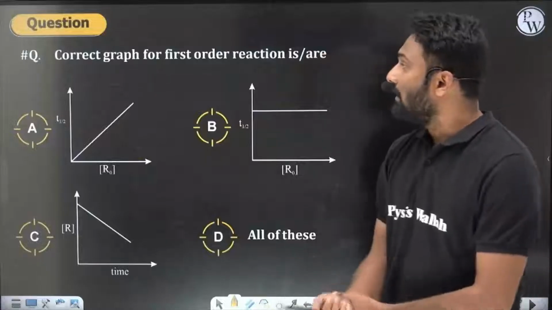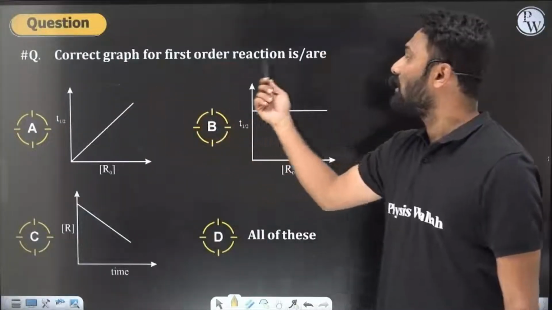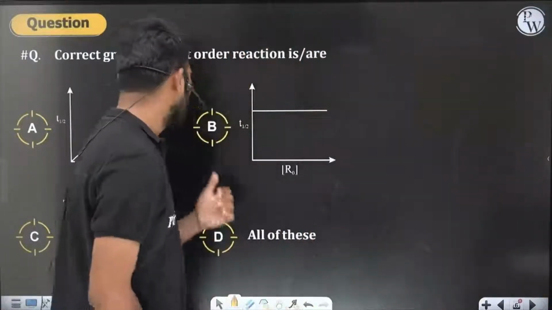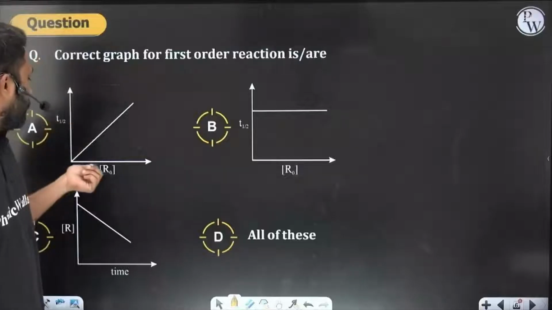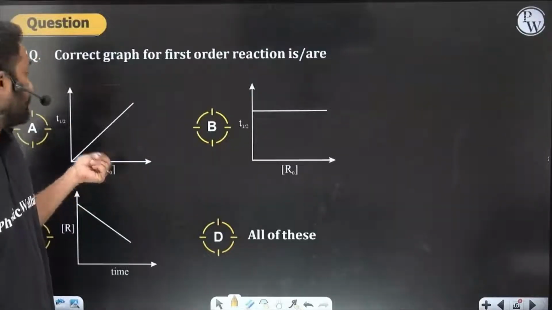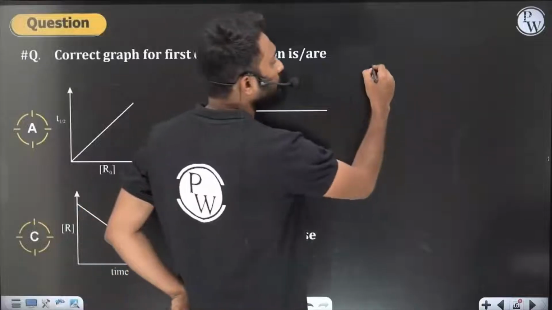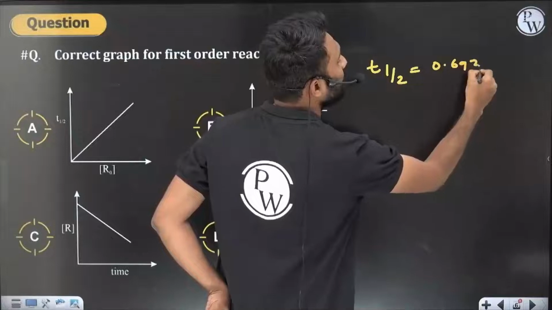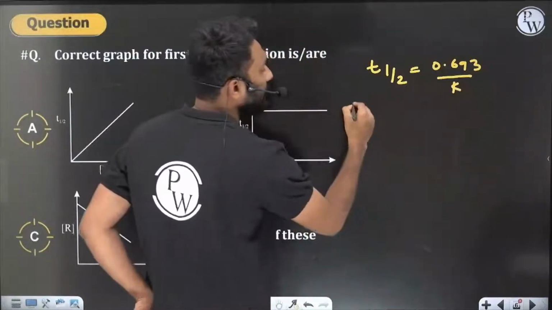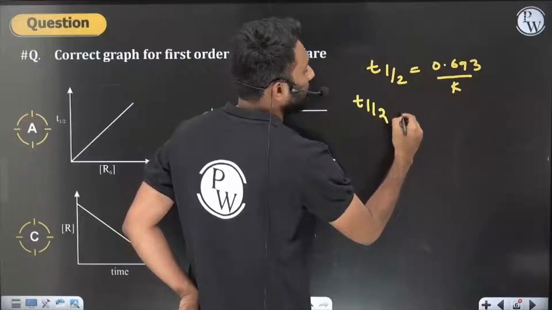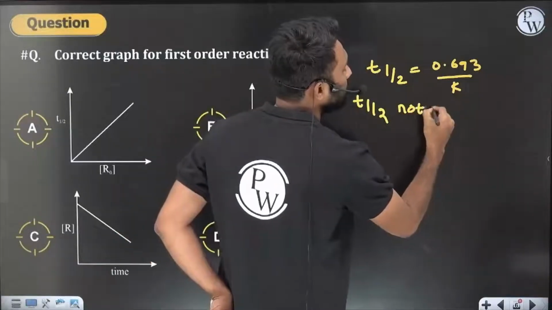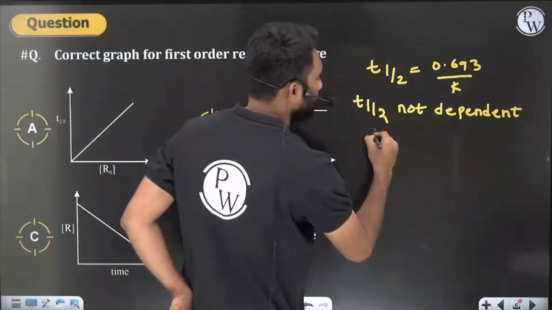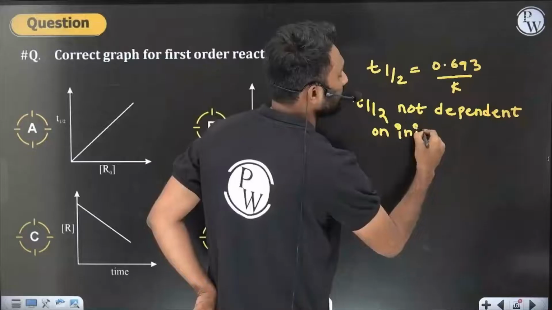Next question. Now correct graph for first order reaction is. Correct graph for first order reaction. Look here, first what did they give? T of versus initial concentration. What is the T of formula? T of for the first order reaction is equal to 0.693 by K. Means T of is not dependent on initial concentration.